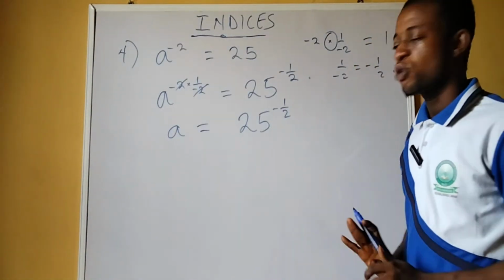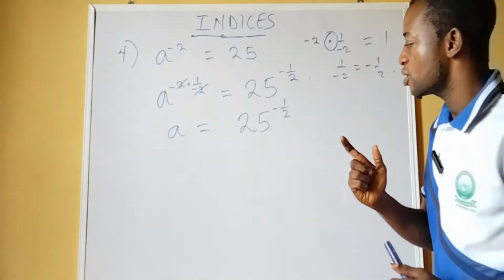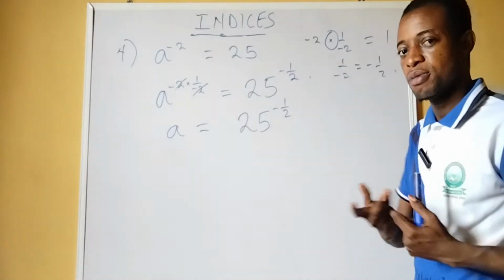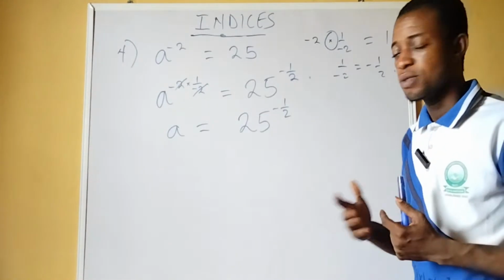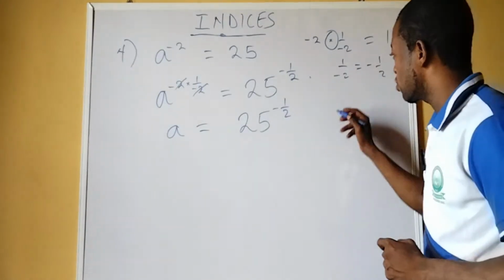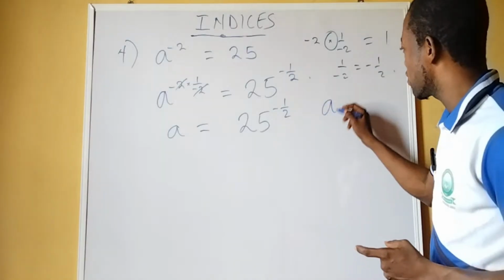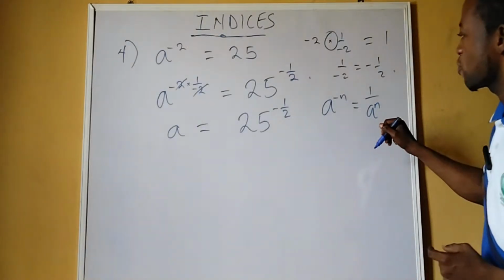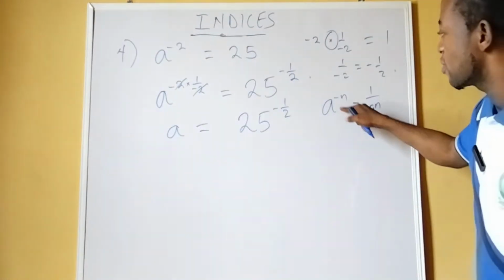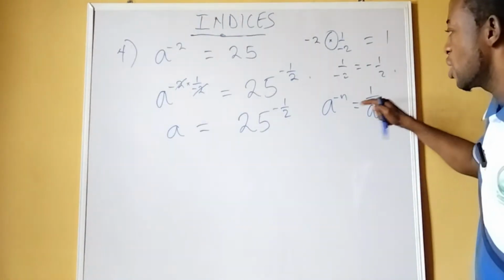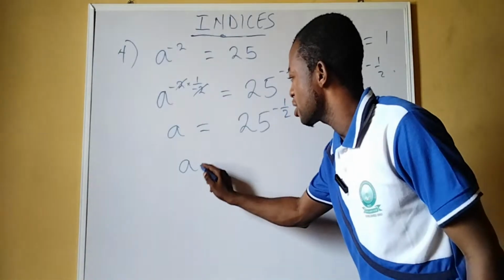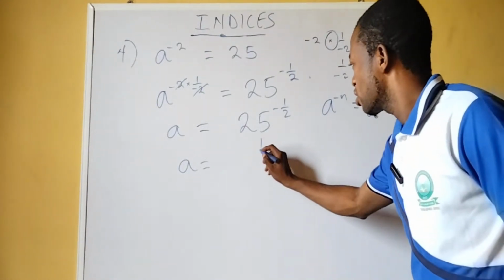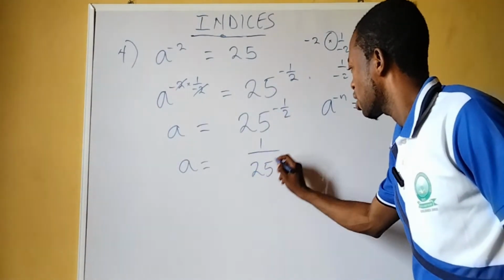Then we can put this in a proper way from the same law of indices. We have one of the laws, like number 5. If you scroll back, you can check from the beginning, number 5 or so, we say negative index. When we have a raised to power minus n, this is the same thing as 1 over a raised to power n. So it is this negative that turns to 1 over. So now, if I write this again, I have a equals 1 over 25 raised to power half.